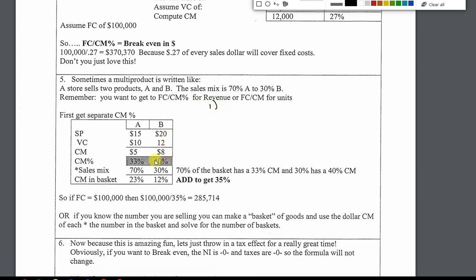The second thing is I want to get my contribution margin percent. Okay? So my contribution margin percent is 5 divided by 15 and 8 divided by 20.